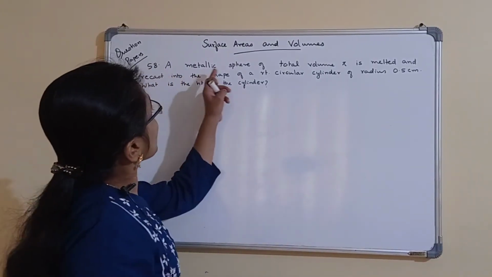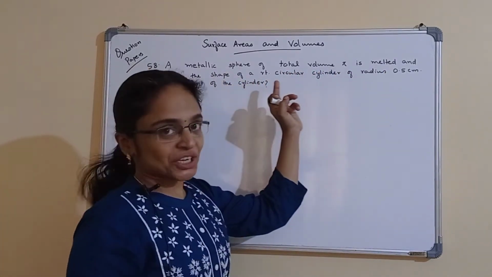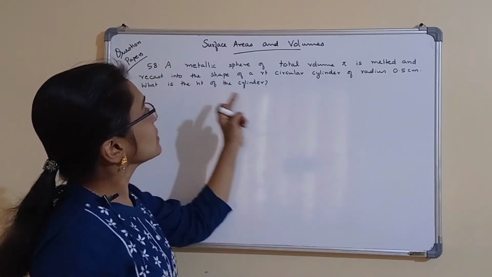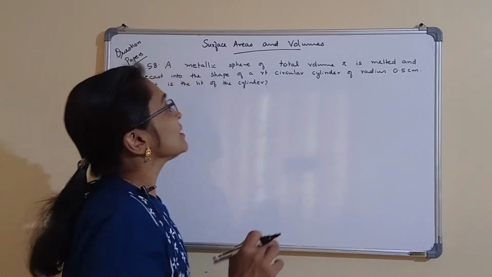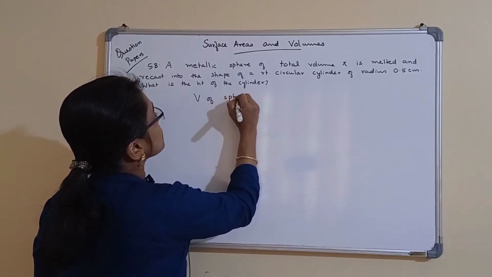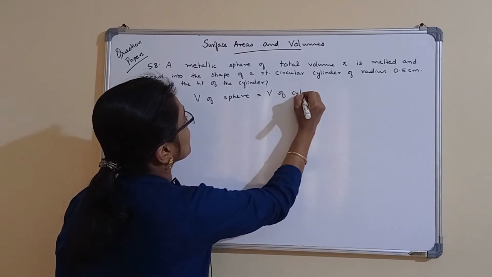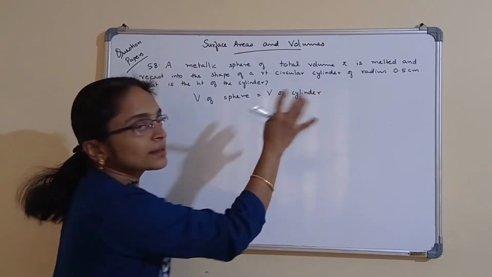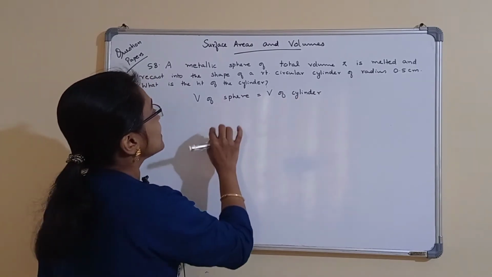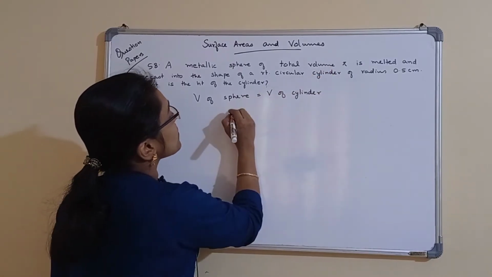Next question, a metallic sphere of total volume pi is melted and recast into the shape of a right circular cylinder of radius 0.5 centimeter. What is the height of the cylinder? So we know that the volume of sphere is equal to the volume of the right circular cylinder. You can write it like this now. Volume of sphere equal to volume of cylinder, and what is the volume of sphere? It is given as pi.